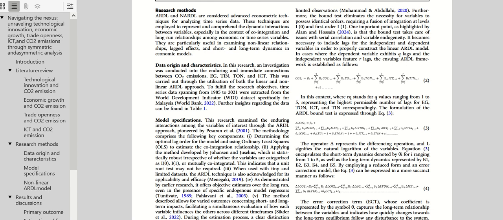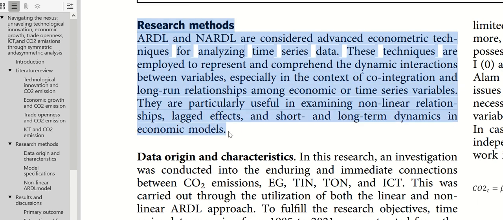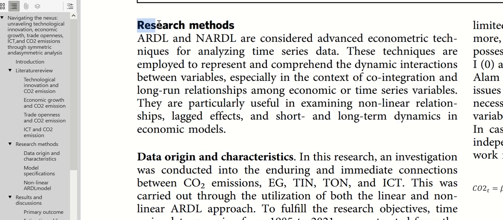Before understanding the methodology, remember one golden rule. Methodology answers one question only. The question is: how did the author test the idea? Not results, not discussion, only how. This is the area of today's discussion: research methods. We will discuss this line by line and one by one.